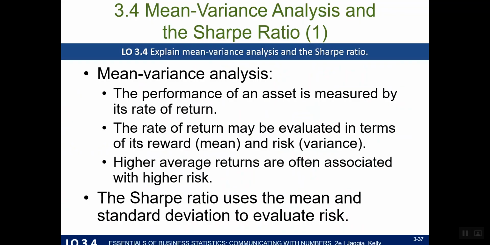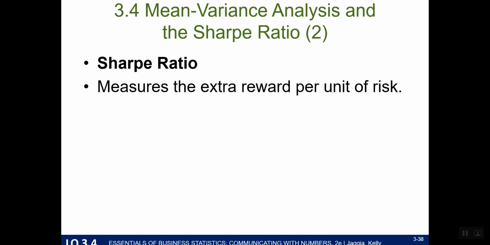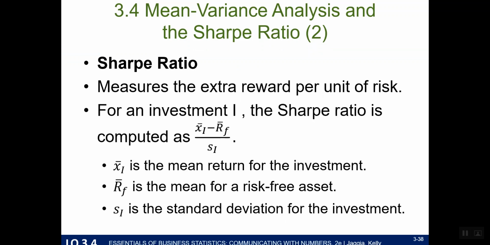So the Sharpe ratio is attempting to measure the amount of reward that you would receive on average, taking into consideration the amount of risk also, right? So it's looking at the mean and the standard deviation to determine, is the potential reward worth the risk that you would take. So again, it's measuring that extra amount of reward per unit of risk.